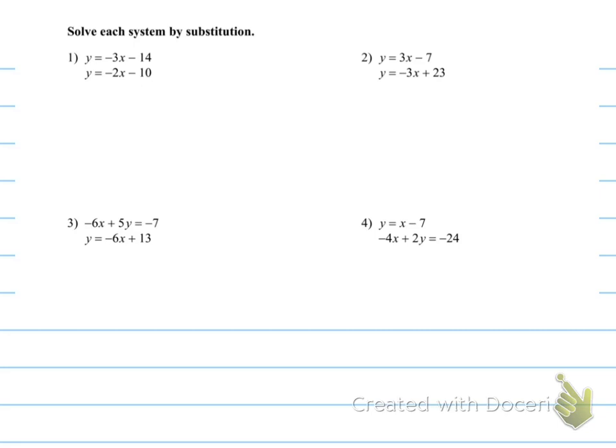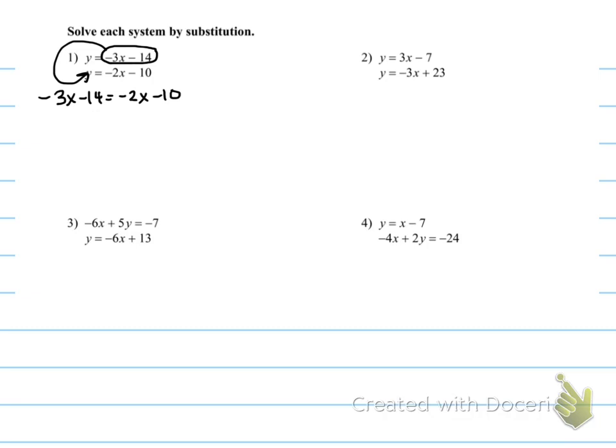Okay, so with today, we're going to do solving systems with substitution and elimination. So substitution is when you switch something out or switch something in and take something out in order to solve. If you're looking at number 1, notice that they're both equal to y. So what we're going to do is take what y equals and substitute it in for the other y. So I'm going to have negative 3x minus 14 equals negative 2x minus 10. So now I just have the x variable and I can go ahead and solve.